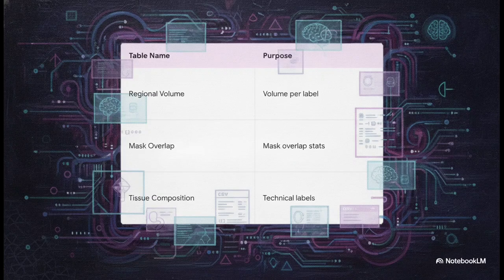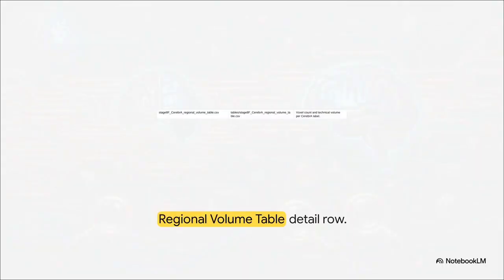Ultimately, after all these vibrant images and complex warps, the final output isn't a medical report at all. It boils down to these 3 highly technical CSV spreadsheets: the regional volume table, the mask overlap table, and the tissue composition table. Pure, unadulterated measurements. For instance, if we zoom in on the regional volume table, you can see it meticulously records absolutely nothing more than the voxel count and technical volume per Cerebra label. No judgments, no normal or abnormal tags, just the raw, verified physical dimensions of the data inside those 102 regions.